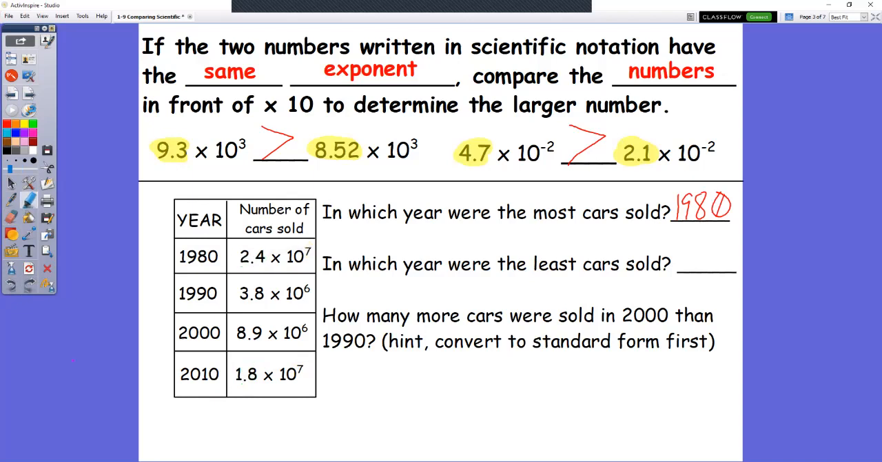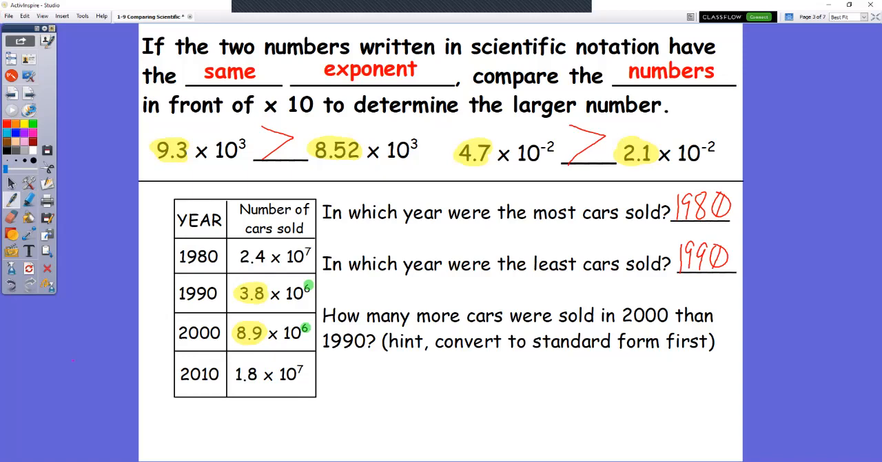In which year were the least number of cars sold? So we want, obviously, the smaller exponent matched up with the smaller number in front. So in fact, it would be 1990 that the least amount of cars were sold.